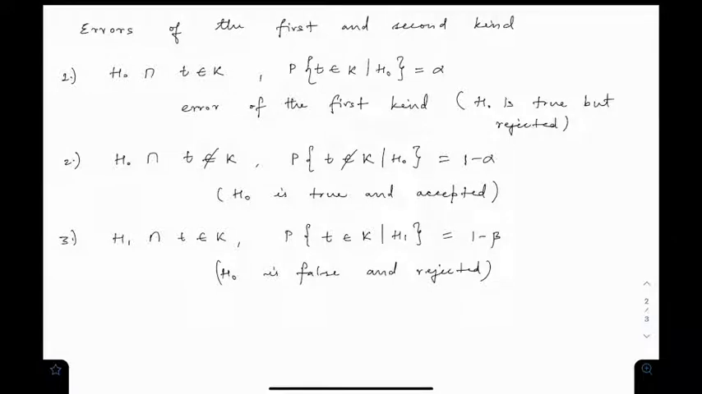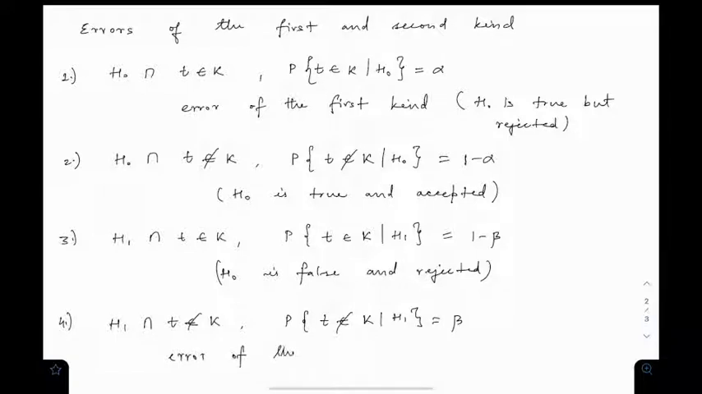Lastly, H1 holds but T does not belong to K. So the probability for T not belonging to K given H1 is beta, and this is what is known as error of the second kind. So in this case, H0 is false, but accepted.